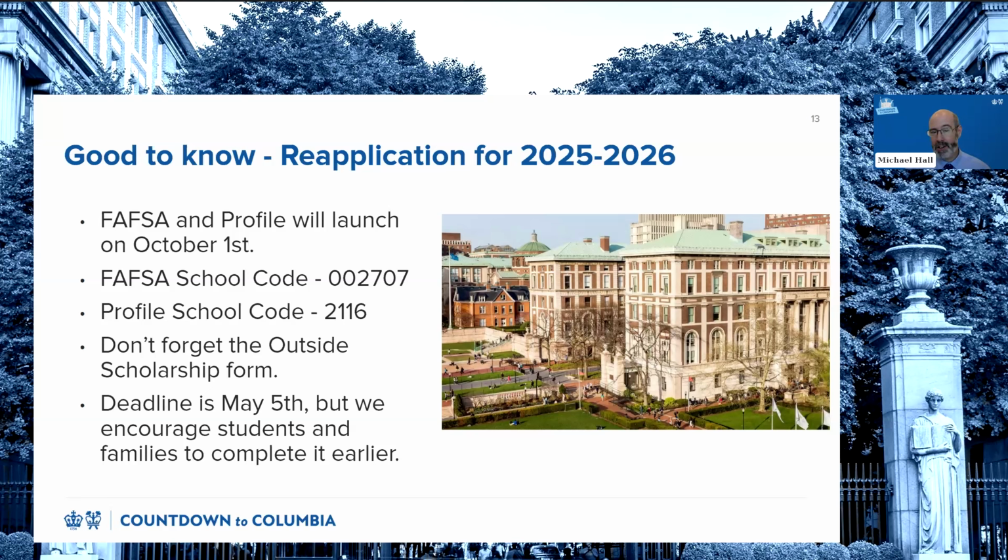For quick reference, I put down our school codes. Make sure you use our school codes so that we get the information directly, and not one of the graduate schools at Columbia or Columbia College in Chicago or some other place. Don't forget about the outside scholarship form. That's something that returning families sometimes forget about in reapplications because it's not part of IDOC. So don't forget about that form. We'll let you know if it's missing, but don't forget about it.